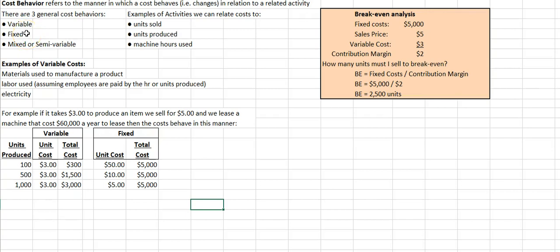Now, recognizing what is variable and what is fixed behavior is very important in managerial accounting.